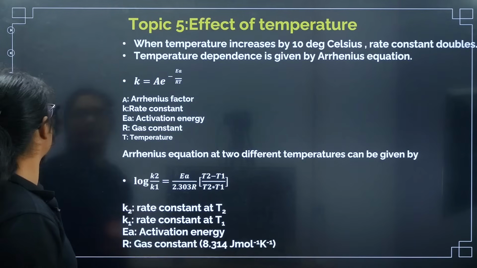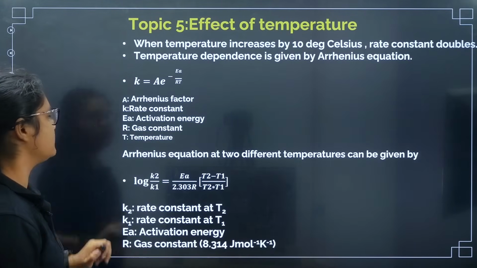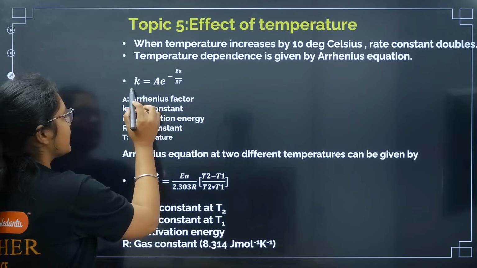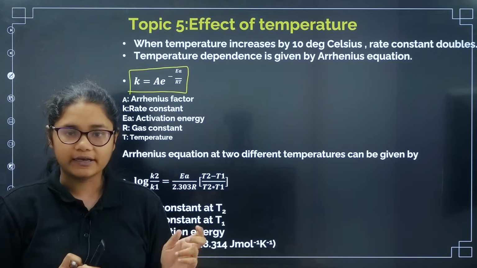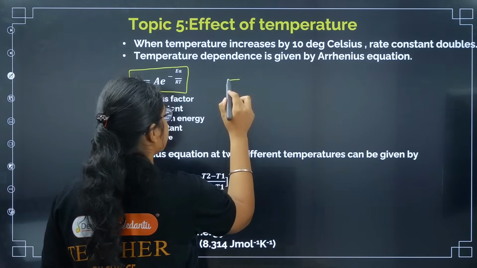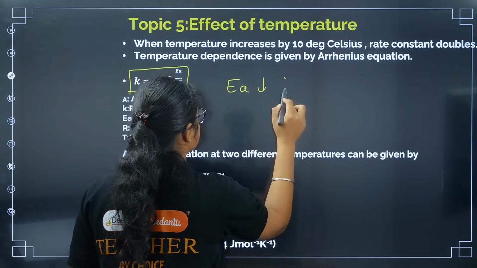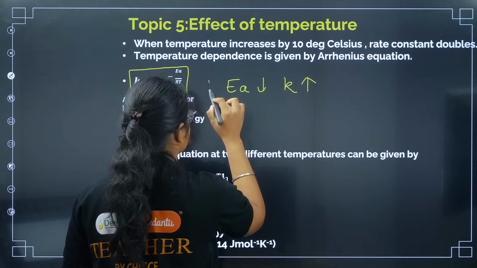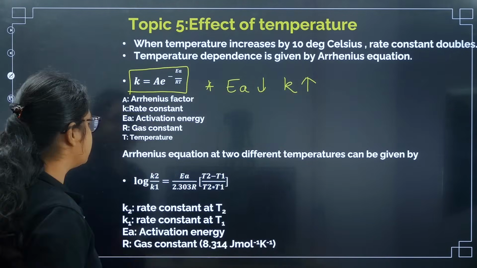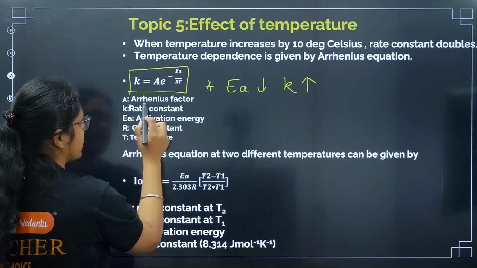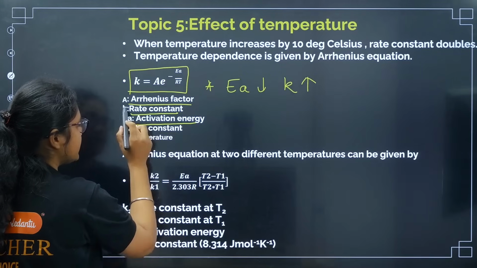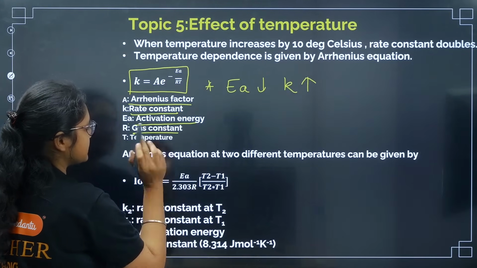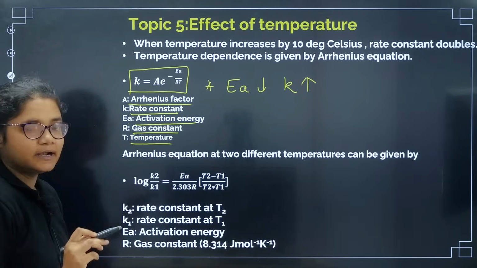Now coming to the next one, that is the effect of temperature. Very simple and easy concept. K is equal to A into e to the power of minus Ea by RT. That is your Arrhenius equation. Here you have to remember, if activation energy decreases, rate constant will increase. Okay, this point you have to remember. Next, what are the values here? A is the Arrhenius factor, K is the rate constant, Ea is the activation energy, R is the gas constant, and T is the temperature.